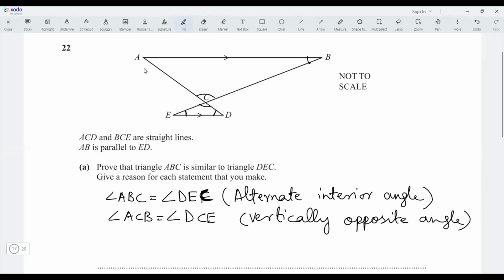Angle D must be equal to angle A because it's the same property as the first one. So we can write down angle BAC must be equal to angle EDC. So we can write down alternate interior angle. When three of the angles are equal, it will be fine for the similarity concept. So alternate interior angle property.